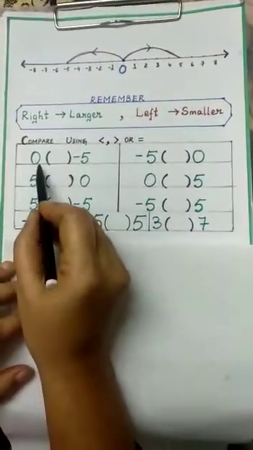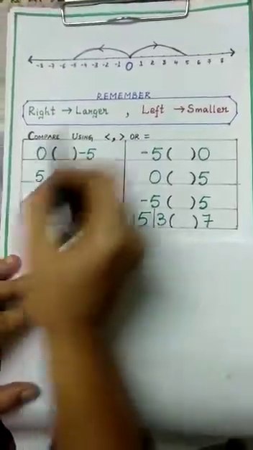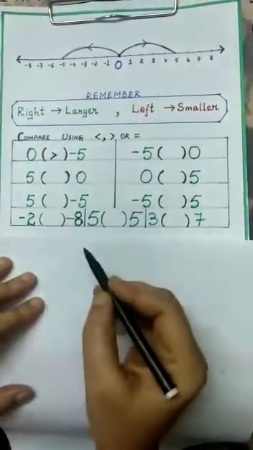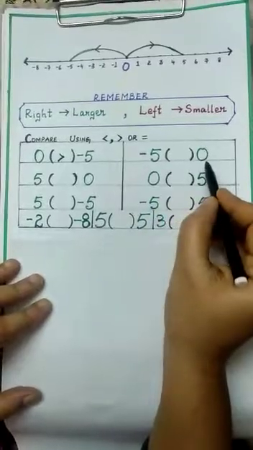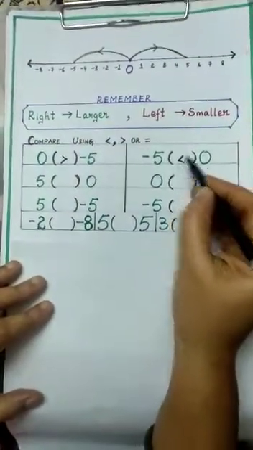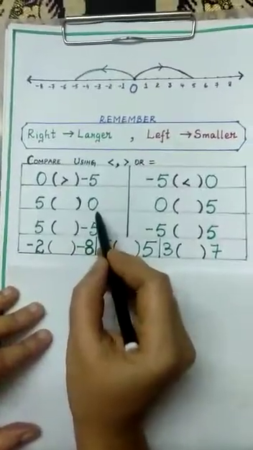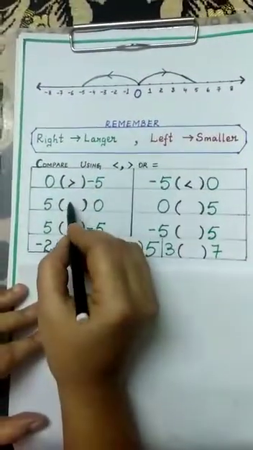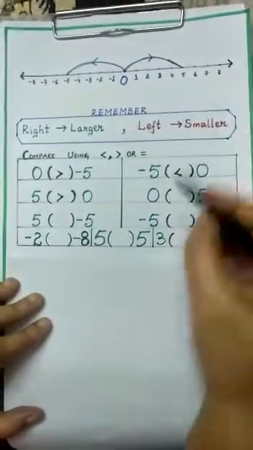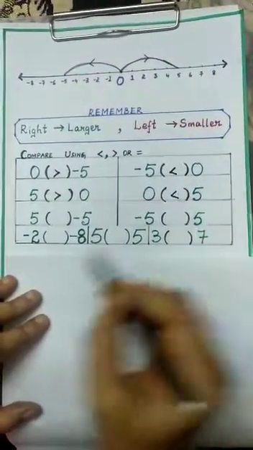Now you see here 0 and -5. 0 is right of -5. So 0 is greater than -5. -5 and 0. -5 is left of 0. So -5 is less than 0. 5 and 0. 5 is right of 0. So 5 is greater than 0. 0 and 5. 0 is left of 5. So 0 is less than 5.